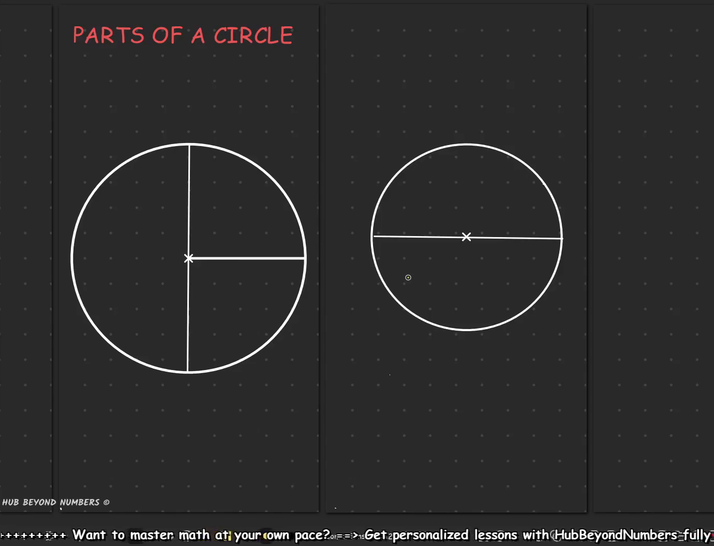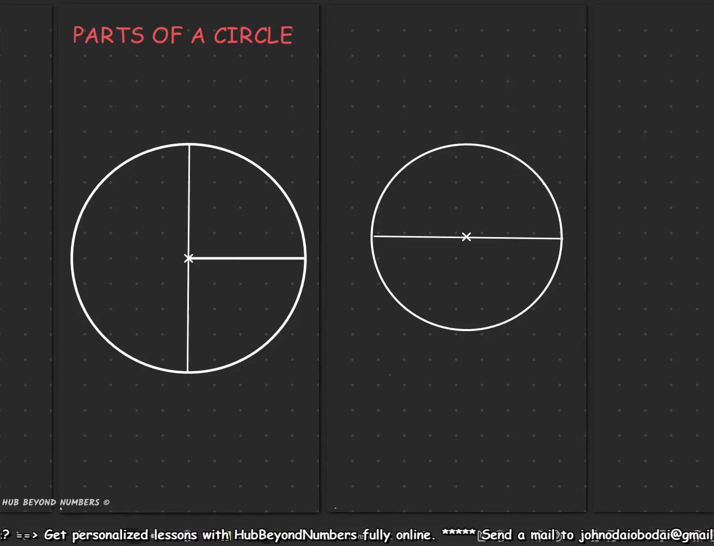So in our next video, we'll be looking at what we call calculations involved in circles, such as the area of a circle, the perimeter of a circle, and what have you.